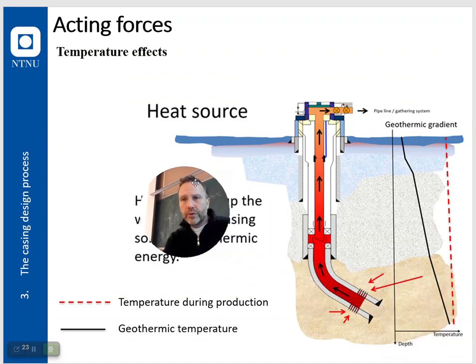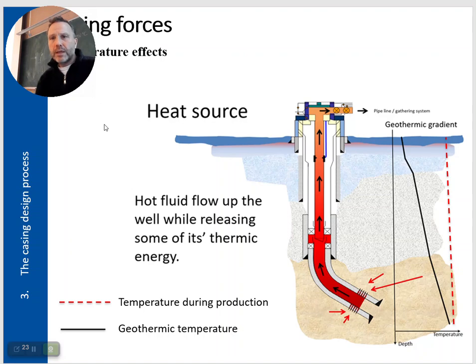Again, the geothermal gradient would be in black, the full line, whereas the producing temperature in this well is the red dashed line, as I tried to draw on the board earlier. And you'll see a lot of thermal stress. Typically, the highest contributor to stress in wells.